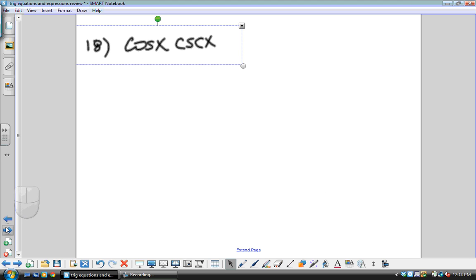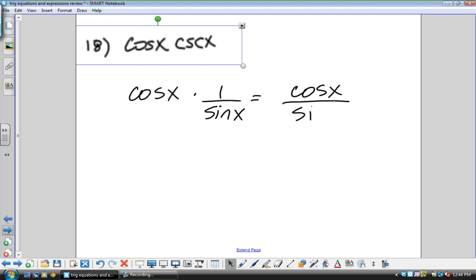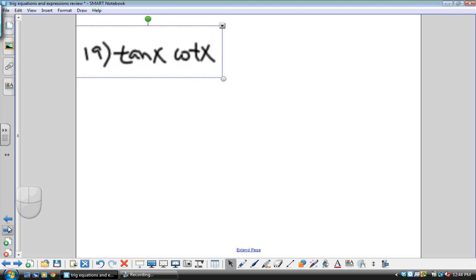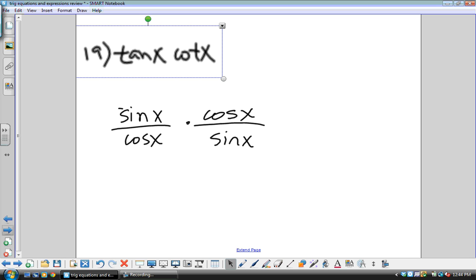Okay, number 18, here we'll just use a similar strategy. We'll change everything to sine and cosine since we're multiplying. So I can change cosecant here to 1 over sine. Nothing cancels here. Let's just multiply it out. So we get cosine x over sine x, which is just going to give me cotangent x. Okay, number 19, let's change tangent to sine over cosine. And we'll change cotangent to cosine over sine. And so let's notice here we get a lot of stuff canceling out, so that's just equal to 1.